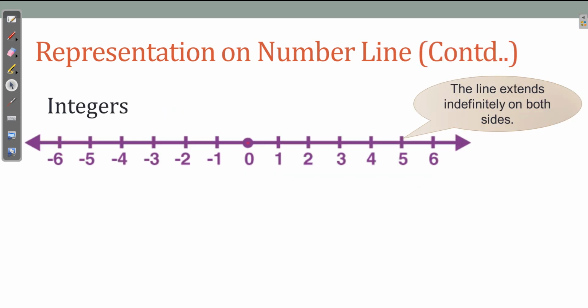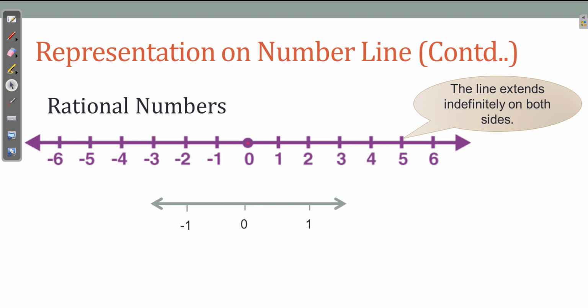But in integers, if you look into the number line, between two adjacent numbers, there won't be any other integer. So, if 0 is one number and the next number is 1, there won't be any other integer lying between 0 and 1. Coming to rational numbers. The rational numbers number line may look similar to the integers, but here if you take any two adjacent rational numbers, there will be other rational numbers between them.